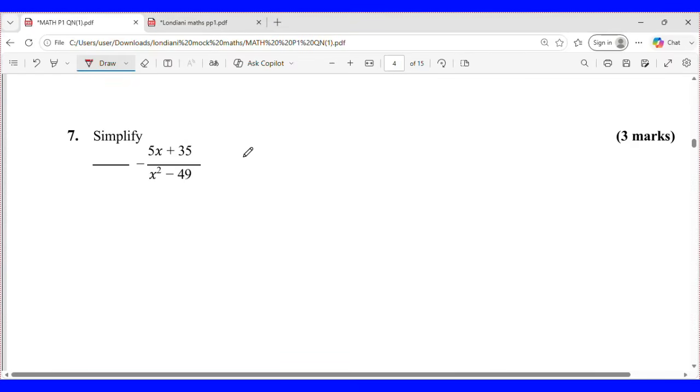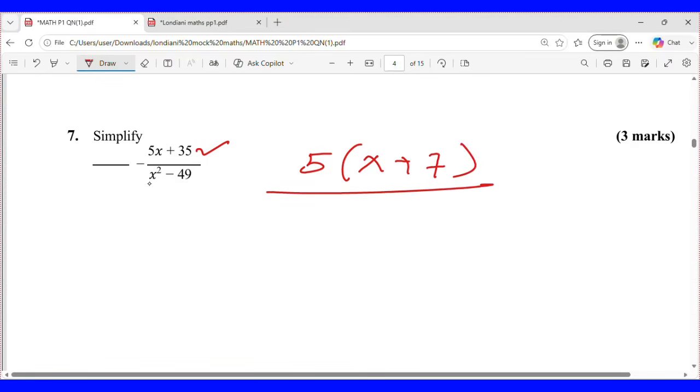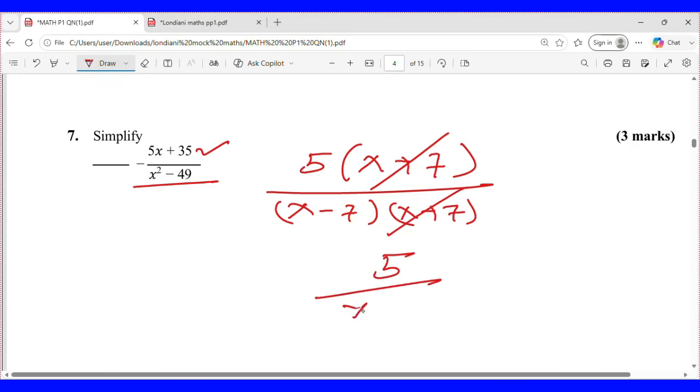Simplify this. So to simplify this, what is common here in the numerator? That is 5 is common, giving 5 times x plus 7. In the denominator, this is a difference of two squares. It means x minus 7 times x plus 7. So here you needed to know that this is a difference of squares. So this one will cancel out, and we will remain with 5 over x minus 7 as the final answer.